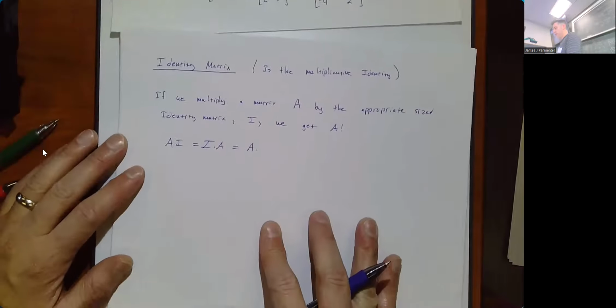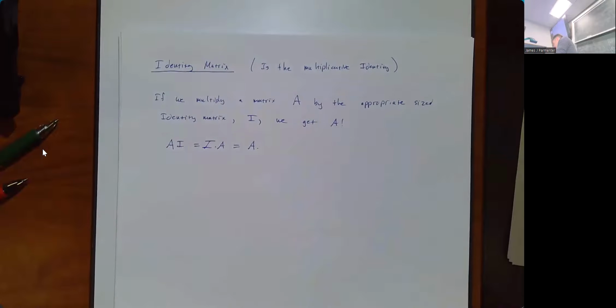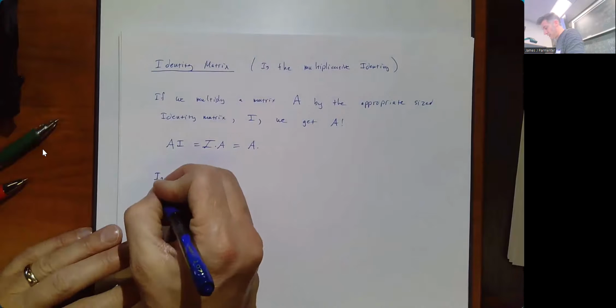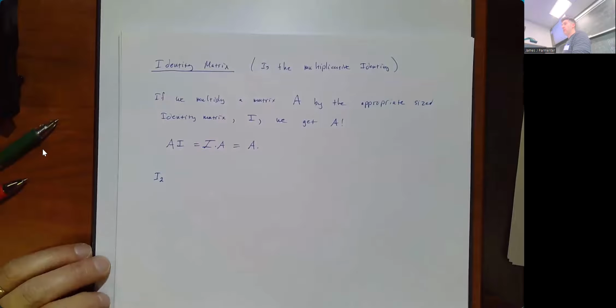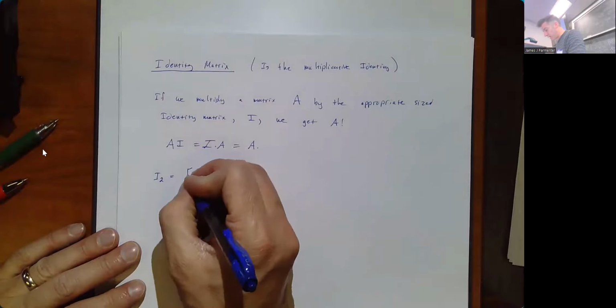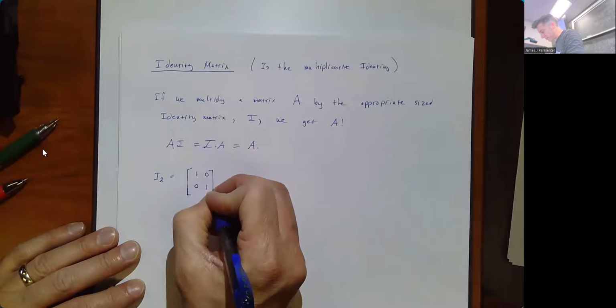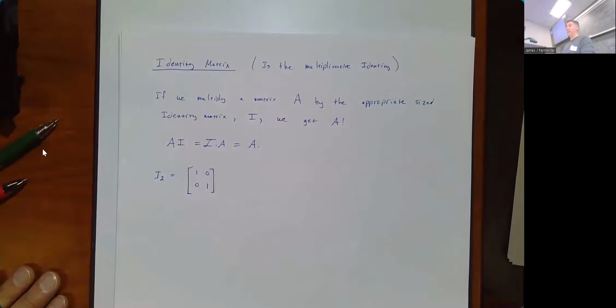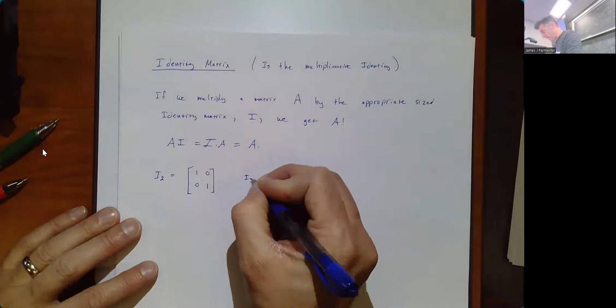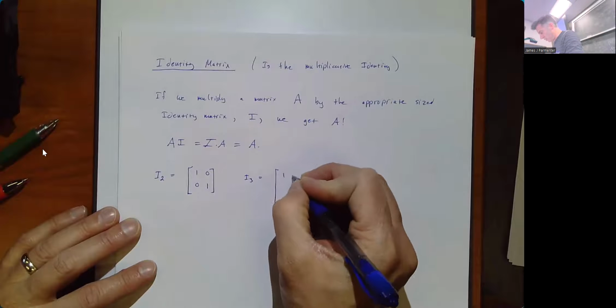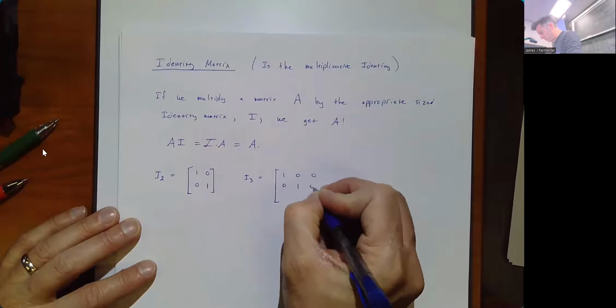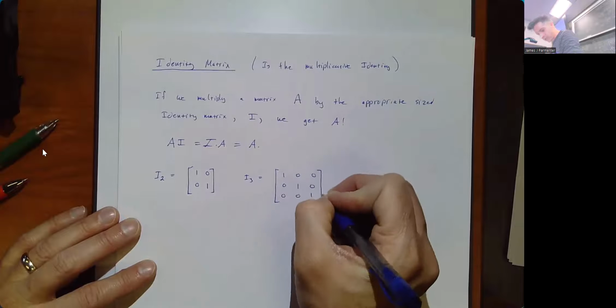Okay, it's a lot of buildup for not having said what it is yet. So here is what an identity matrix always is. An identity matrix is a square matrix that has 1s on the main diagonal and 0s everywhere else. So the 2 by 2 matrix I2 is [1, 0; 0, 1]. The 3 by 3 matrix I3 is [1, 0, 0; 0, 1, 0; 0, 0, 1].